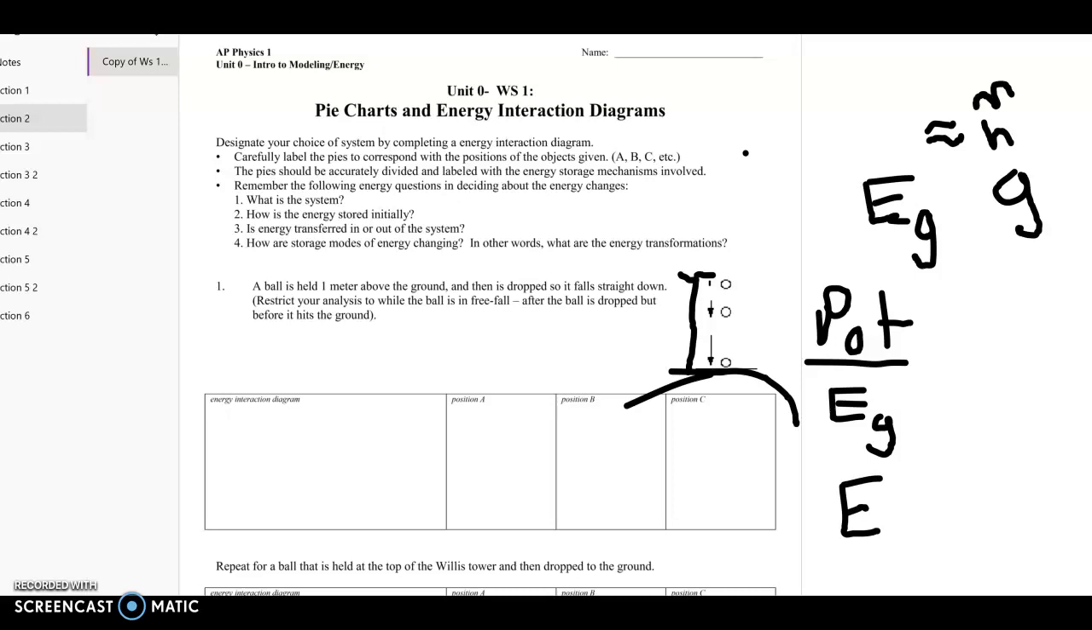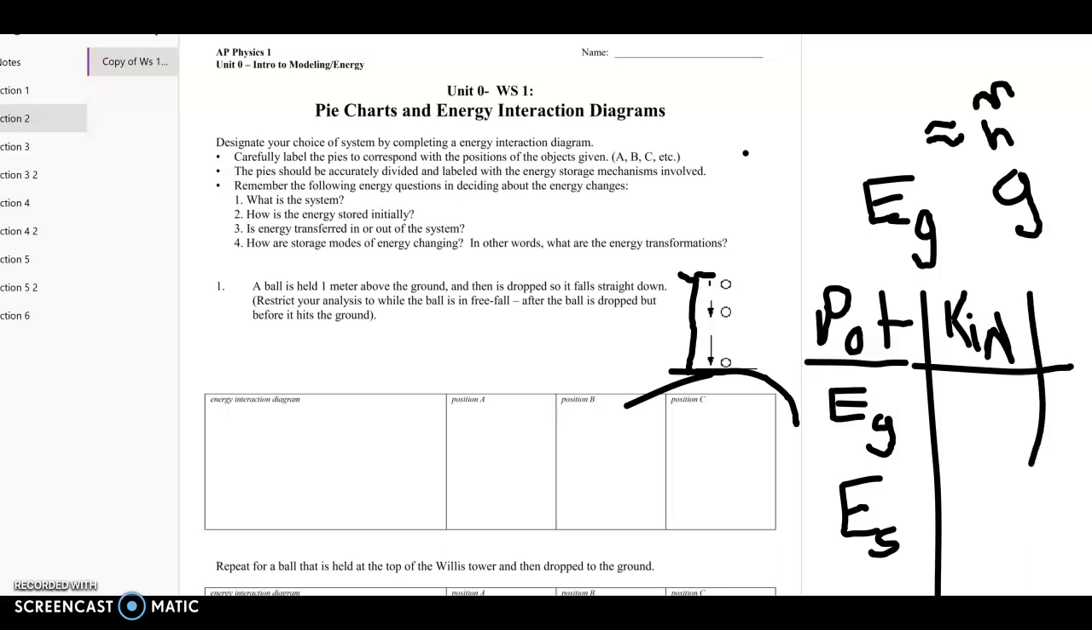Elastic or spring. Okay, so I'll say E spring, which is elastic. Those two are potential. All right, the next thing is kinetic, and kinetic energy is when something is in motion. It's just some confusion with terms, okay? So there's kinetic, right? So EK happens when something's moving.